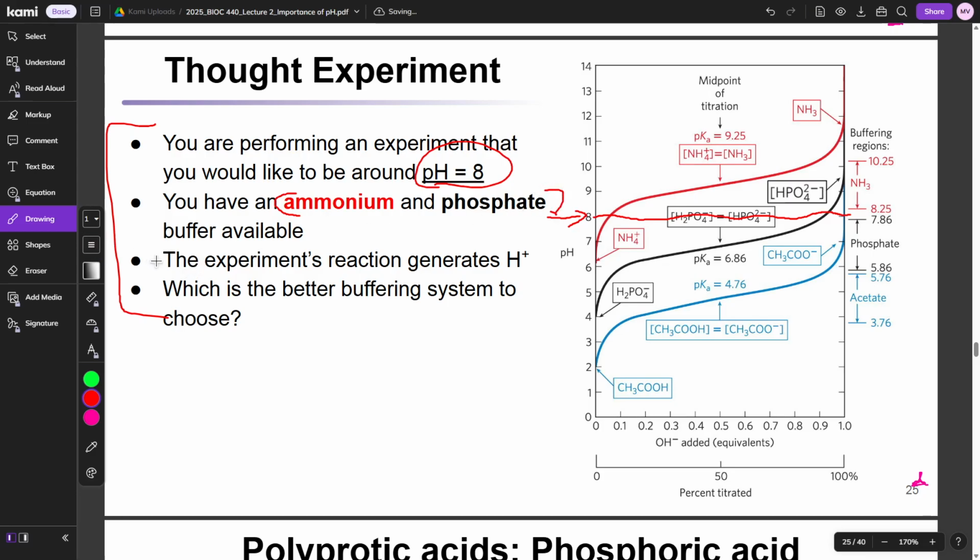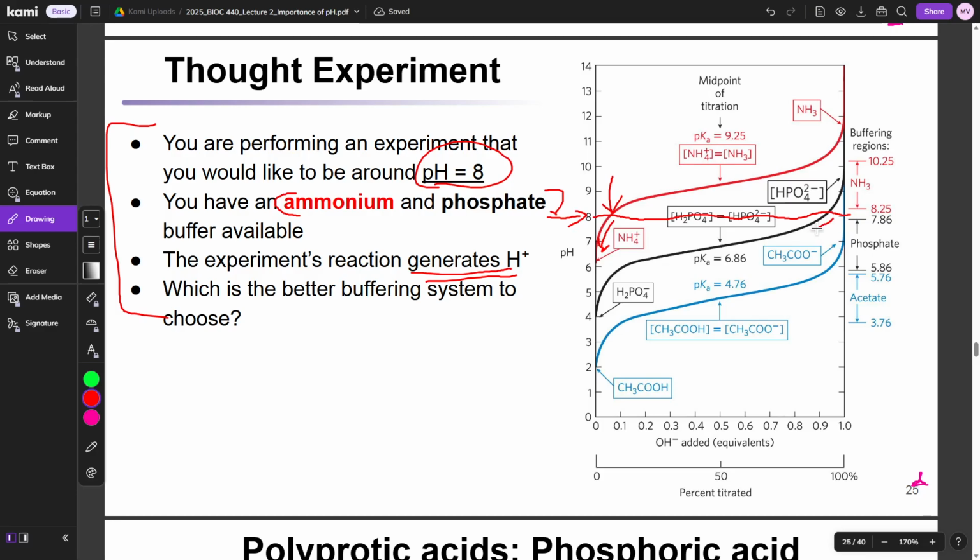But the key part of this question is that the experiment generates H+. Is that acidic or basic? It's acidic, right? Okay. If it's acidic, we're going to be decreasing in pH, but we want to make sure that the pH of our solution decreases as little as possible, right? If I add acid to this place right here, I'm going down this curve. That's a relatively steep drop, right?